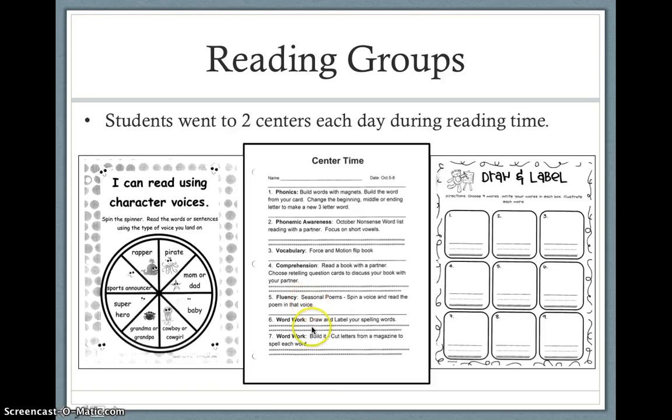And while they were working on the centers, each day of the whole week, I would pull them to the back table, because they were in 3 different groups in my room, and we would do a guided reading lesson to teach them on more specific concepts such as characters and story elements and things such as that.